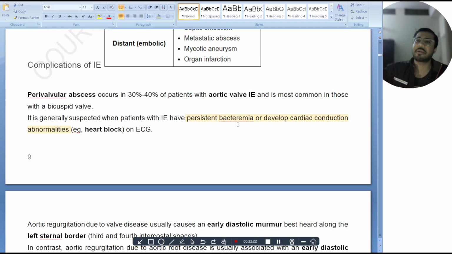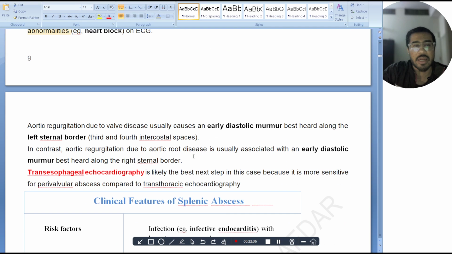The P waves are randomly occurring and the QRS are occurring at their own pace. So you see there's no connection between the P and the QRS. So that's a complete heart block. So you go for perivalvular abscess as the reason behind this.